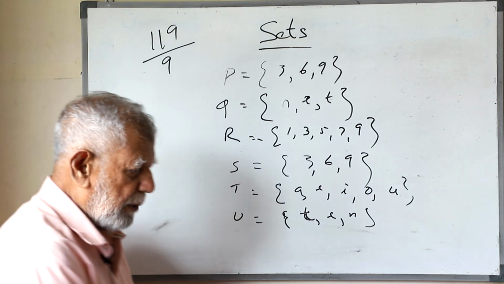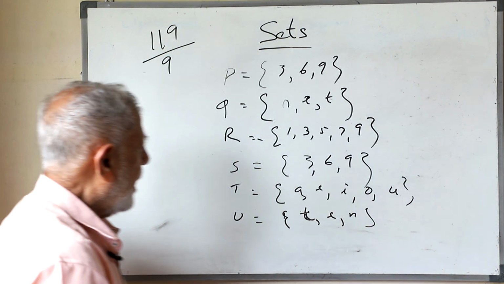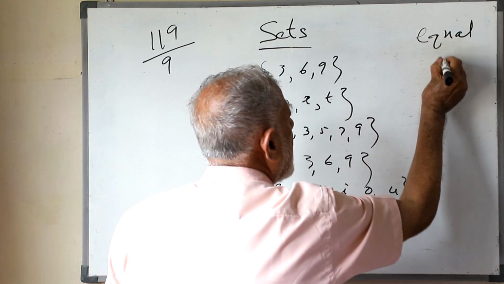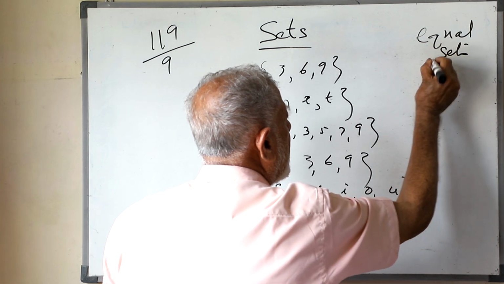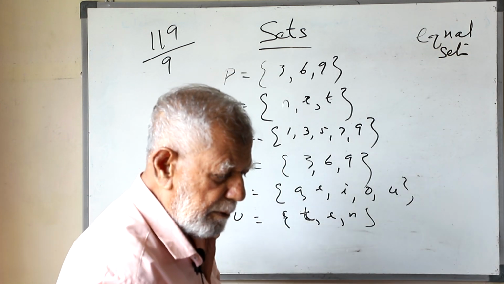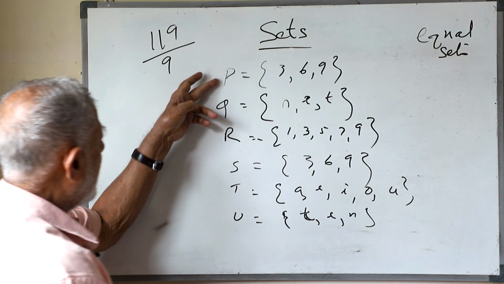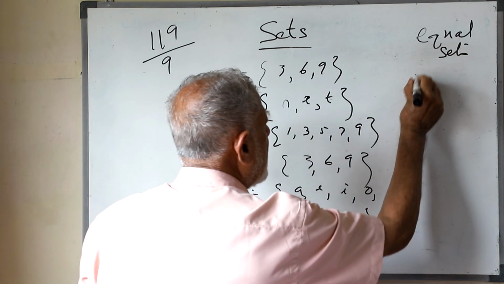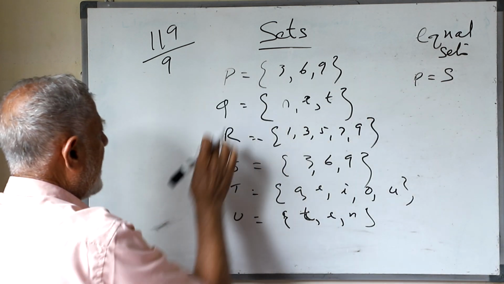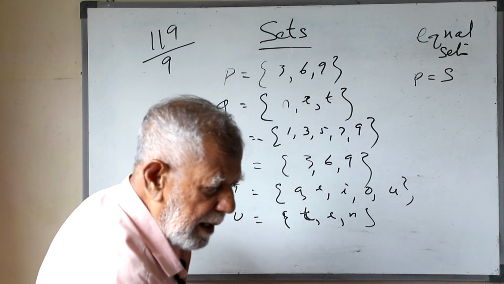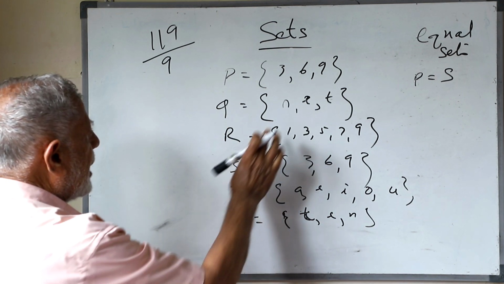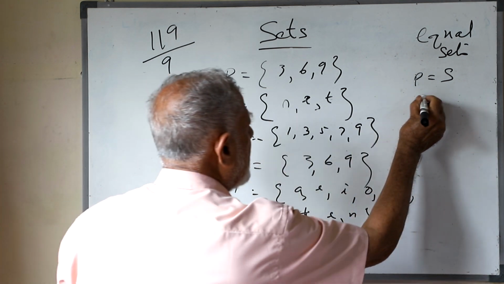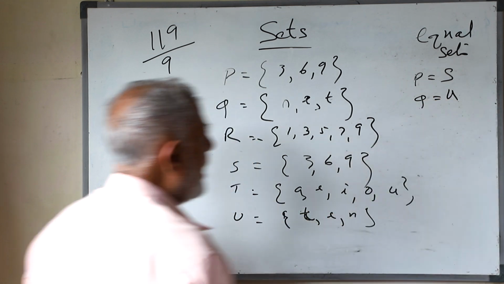Now write the pairs of equal sets and all pairs of equivalent sets. What are the equal sets in this one? So equal sets will be P and S, 3, 6, 9, because the elements are equal. So P is equal to S. What is the other equal set you get here? Q and U. Q is N, E, T, U is also T, E, N. Elements are equal. So Q equals U. These are the equal sets.